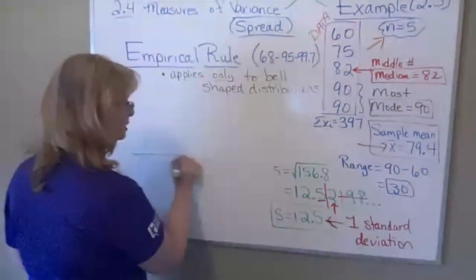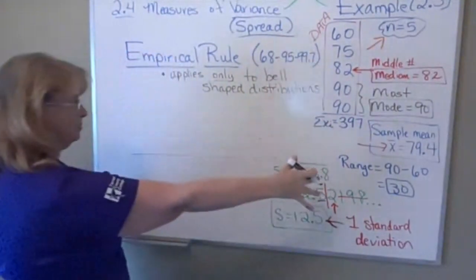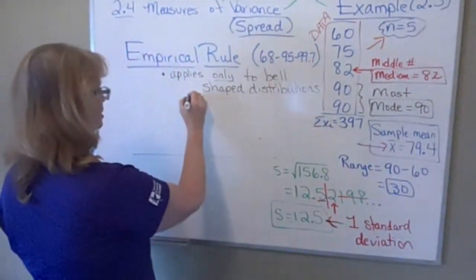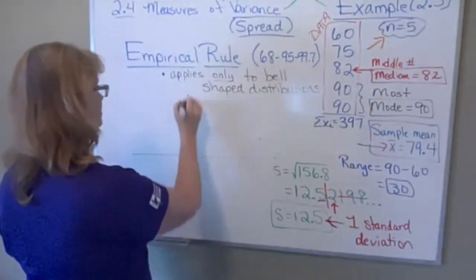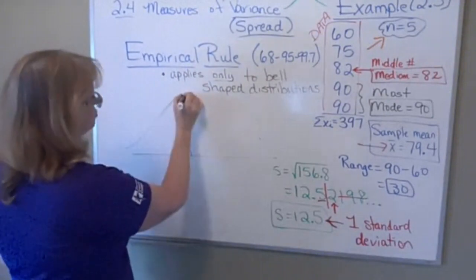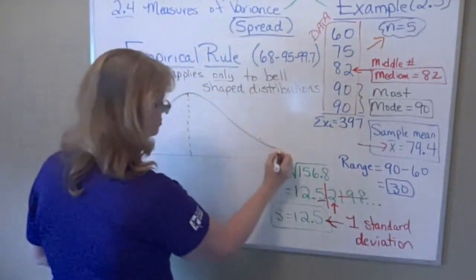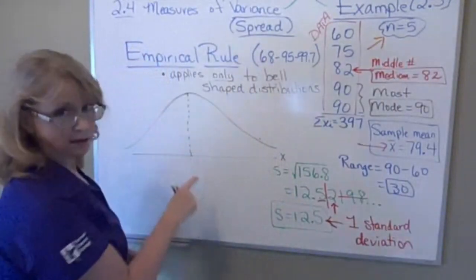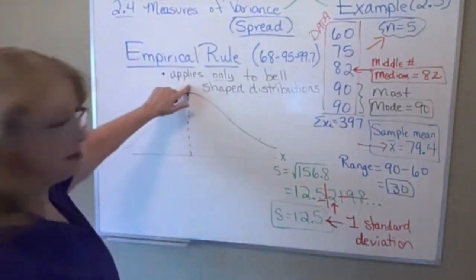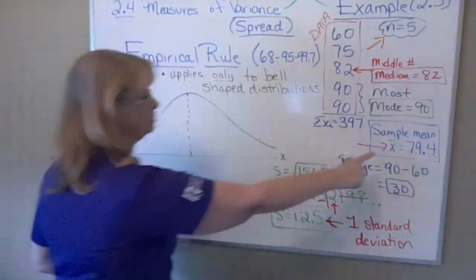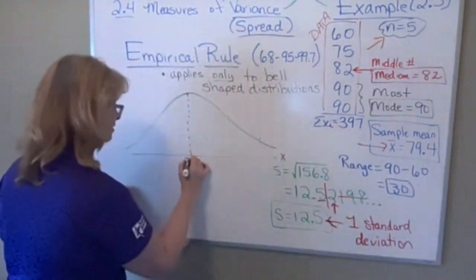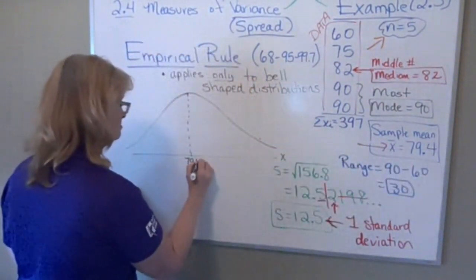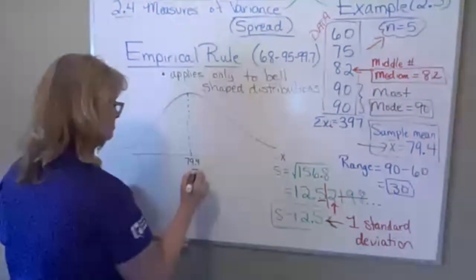And so we're going to just assume this was bell-shaped. And so if it's bell-shaped, I'm going to draw a bell-shaped distribution. These are my x's, and the mean should be the value with the highest frequency. Our mean was 79.4. I'm going to put that right here in the middle. That's x bar.